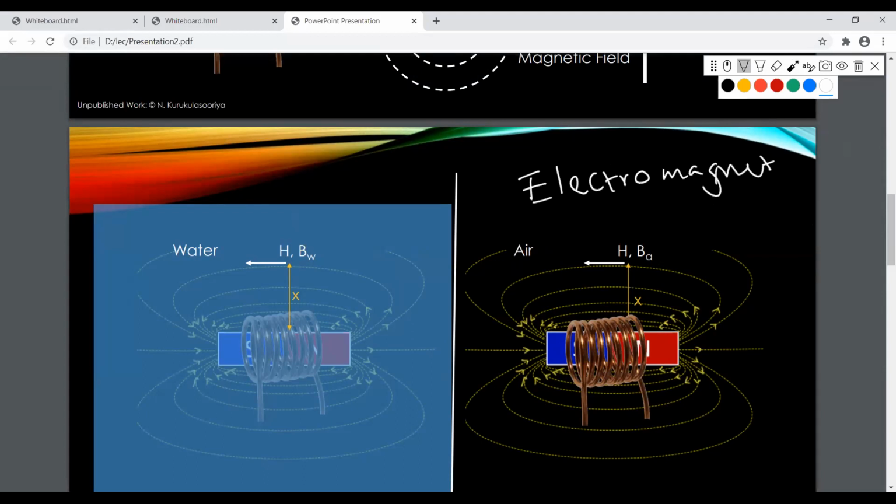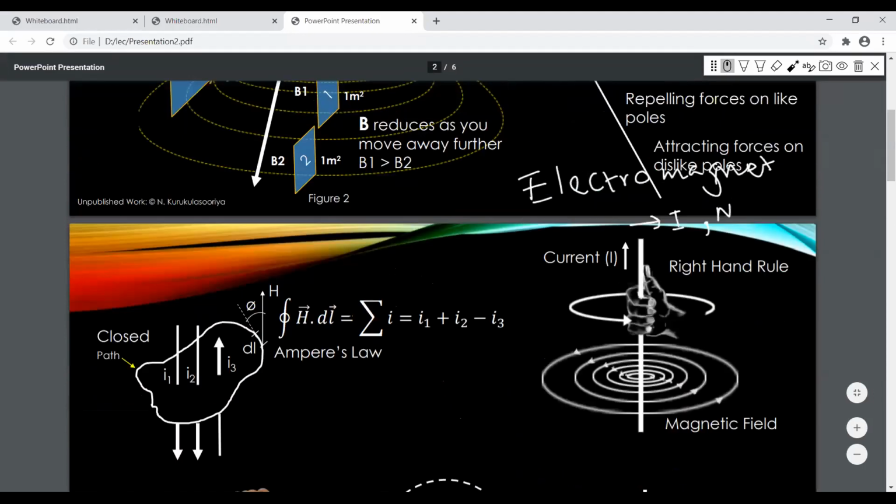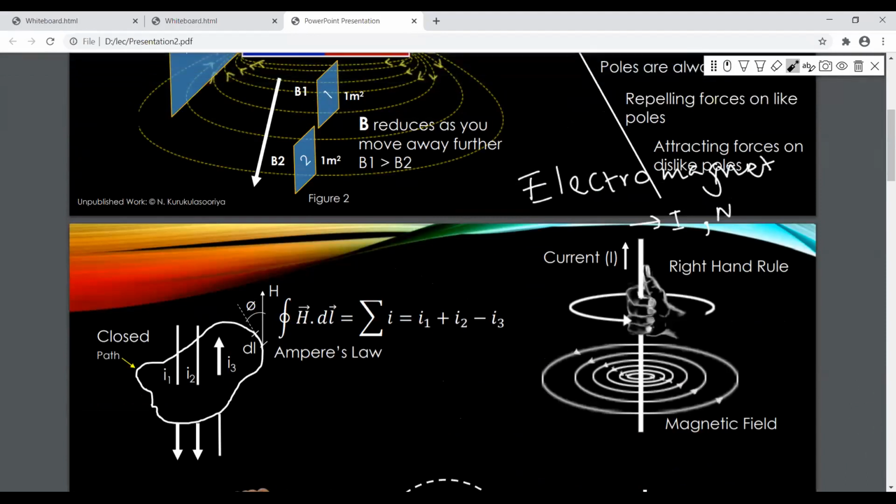and by using the current and the number of turns, you can control the strength of the magnetic field, right? If you increase the current value, the strength would increase. And why is it going to increase? Because the relationship between the magnetic field intensity and the net current value is kind of proportional, if we assume the magnetizing force to be constant, right?